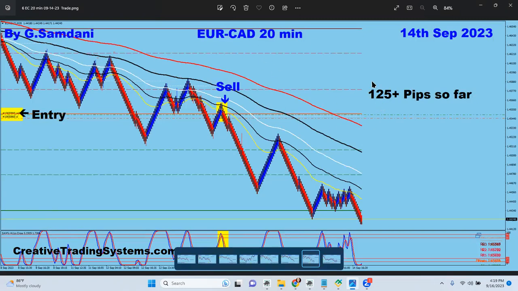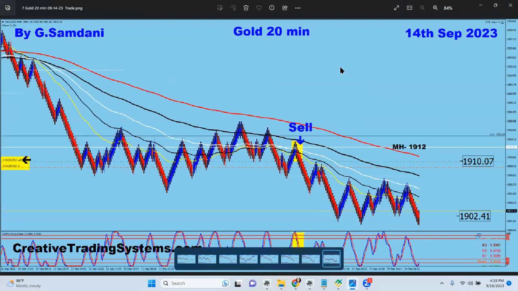This is Euro-CAD for 125 pips, same setup here. And then gold, same setup here. Sell order here. Small trade, but yeah, something, right? So these are the trades.